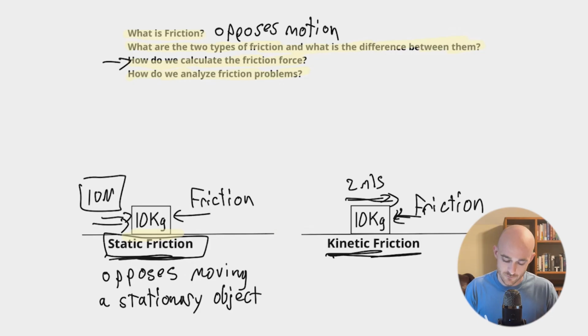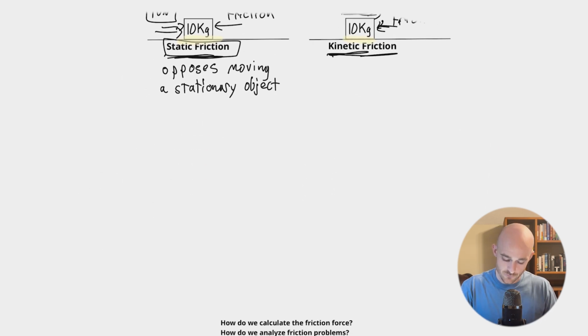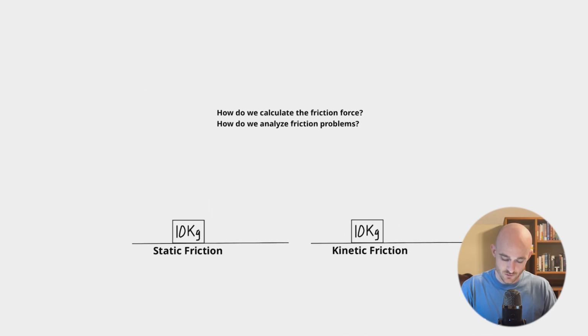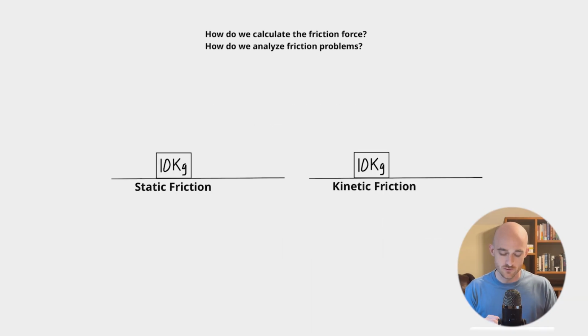And just like with static friction, this force is caused by intermolecular interactions between the box and the floor that it's in contact with. Now let's get a fresh page to talk about those next 2 points. First, how do we calculate the friction force of static friction? Let's take the 10 kilogram object again and say that we're pushing on it to the right with a value of 10 newtons again. Let's assume that this object is not moving.